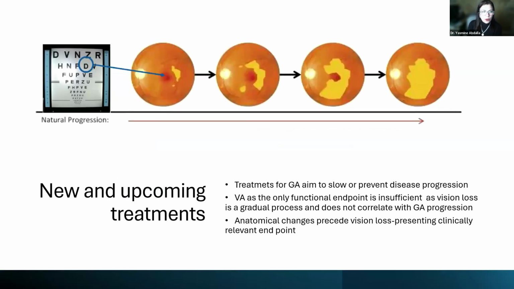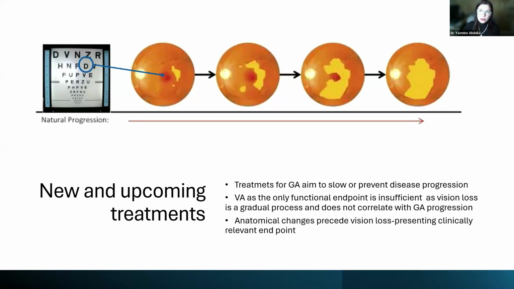So, what about the new and upcoming treatments I've been nudging about the entirety of the talk? So, usually they aim to slow or prevent disease progression. And the only functional endpoint here is vision, which is insufficient, and hence the need for these other visual endpoints that I've discussed. Anatomical changes can precede vision loss if we're talking about best-corrected vision. So we need to find ways to examine those patients better than just best-corrected visual acuity.